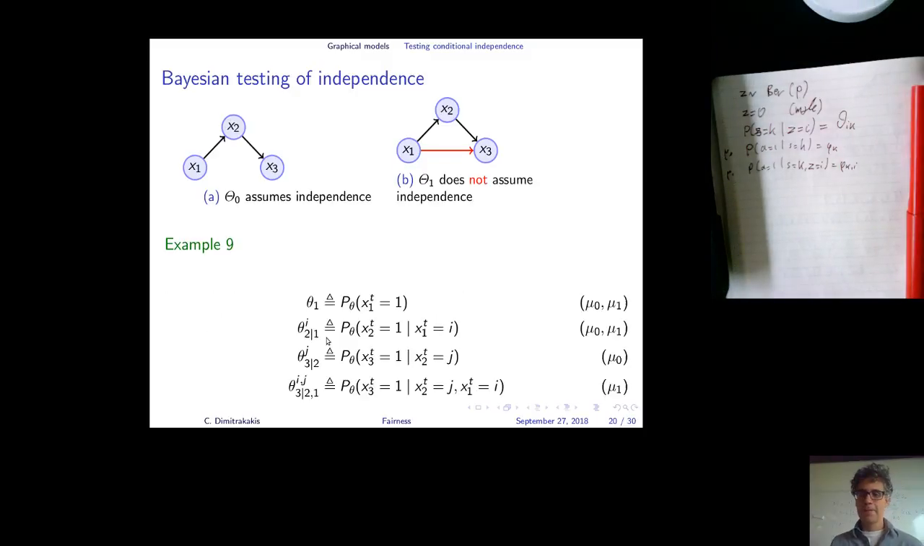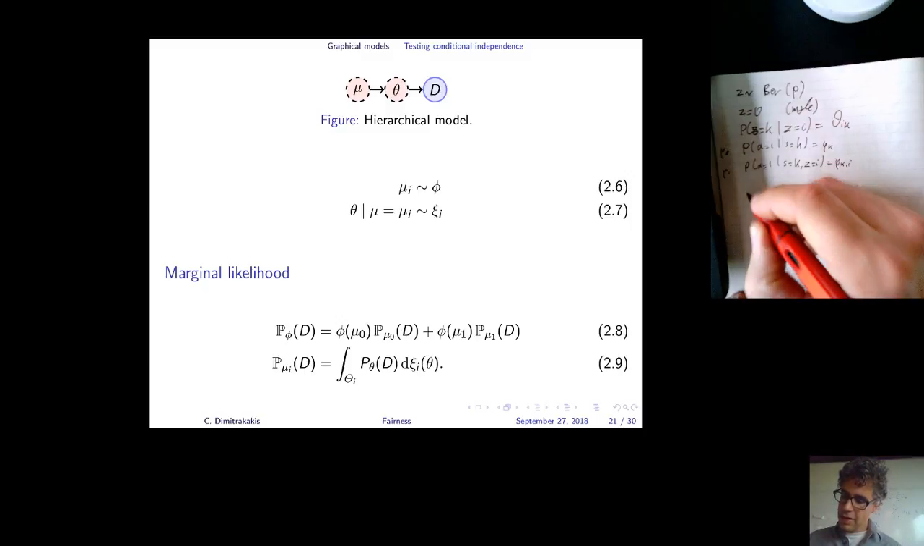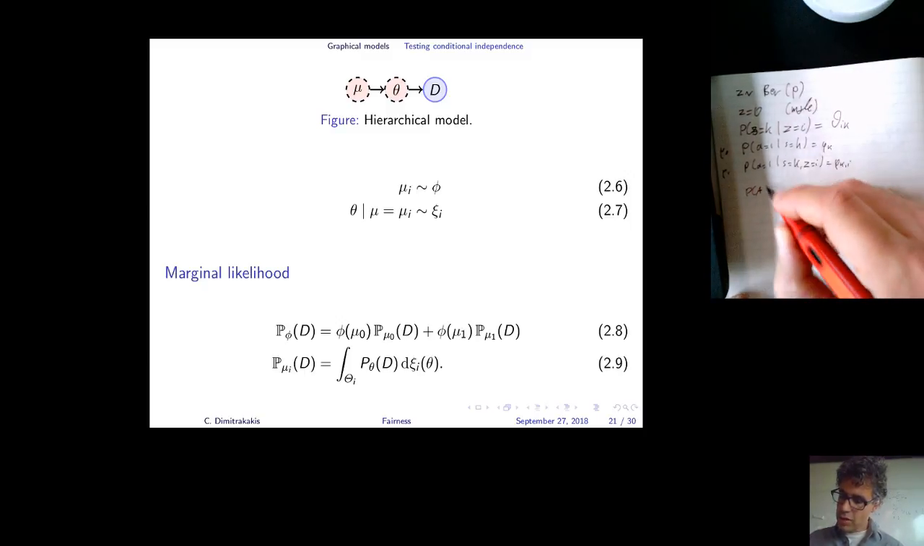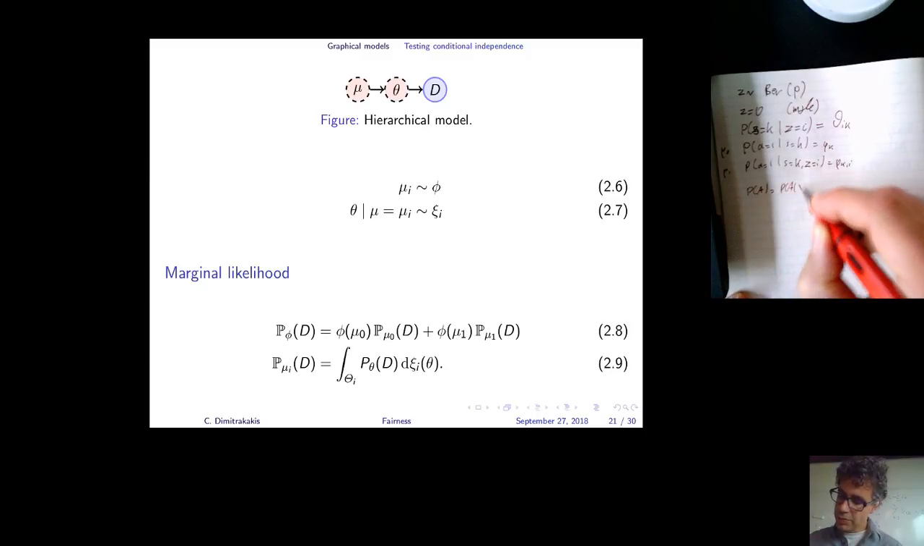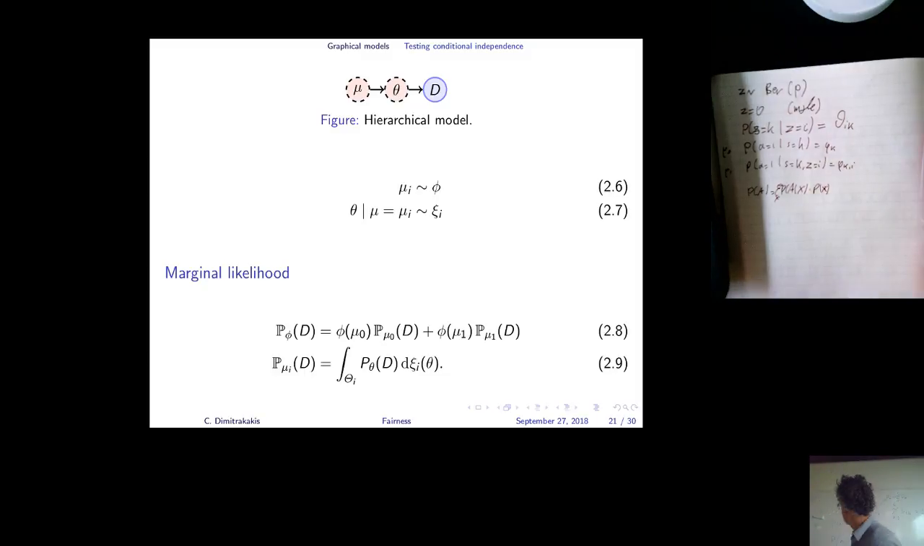Now, because we want to calculate the Bayes rule, we also need the marginal likelihood, so the probability of the data under any model. And if you remember, this is the probability of the first model times the probability of the data under this model, plus the probability of the second model times the probability of the data under this model. Just to remind you of the rule, P of A is equal to P of A given X times P of X, summed over all possible X's.